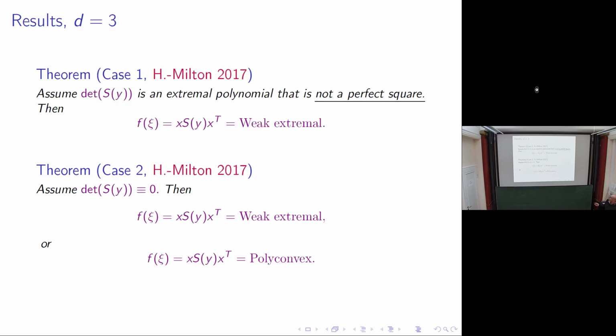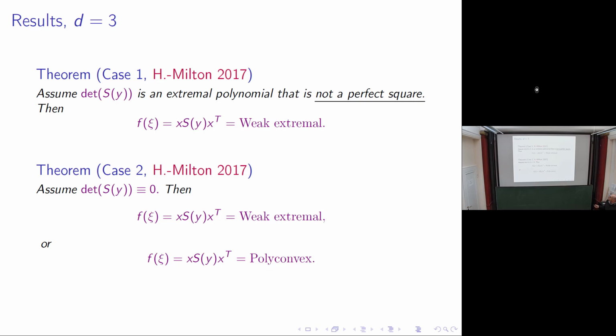So in case 1, we were able to prove in 3D that if the determinant is an extremal polynomial that is not a perfect square, then the form is a weak extremal. So the determinant is quite rigid. This shows the rigidity of the determinant. If it is not separable, then you cannot separate a perfect square from the form.